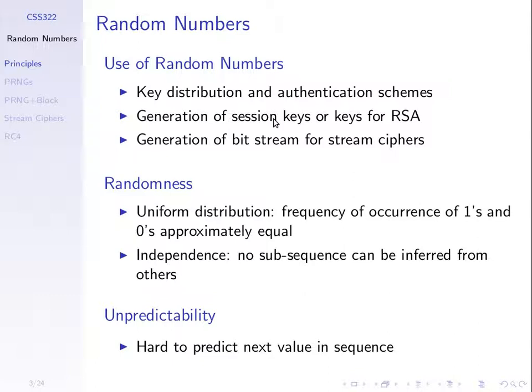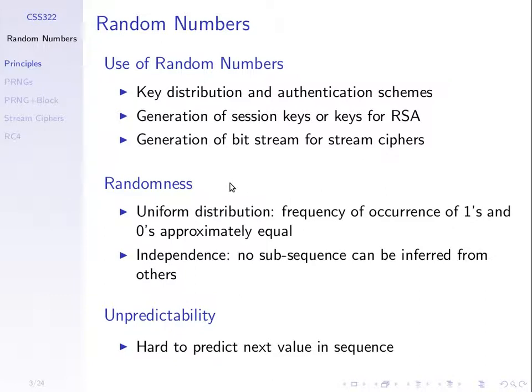Session keys, for example, a session may be every time I connect to a web server, I create a session and choose a new key. And tomorrow when I connect again, I use a different key. So across a session, we need to generate random keys. RSA, we'll see in a later topic, is a public key cryptographic algorithm. It needs keys and it needs random numbers. To distribute keys and to authenticate, again in later topics, we'll see that random numbers become important. Stream ciphers XOR the plain text with a random number. So we need a good random number generator.